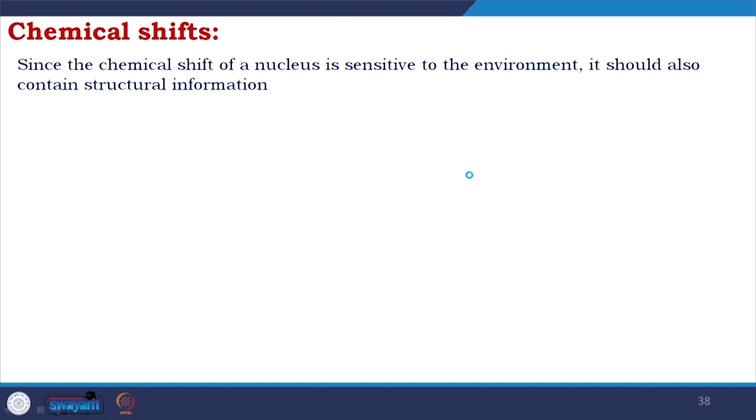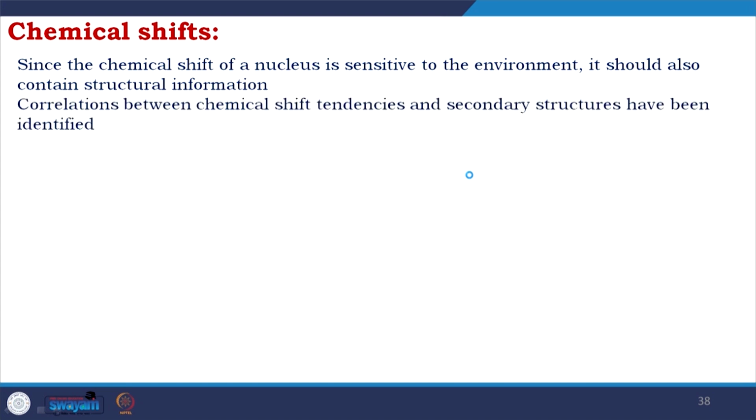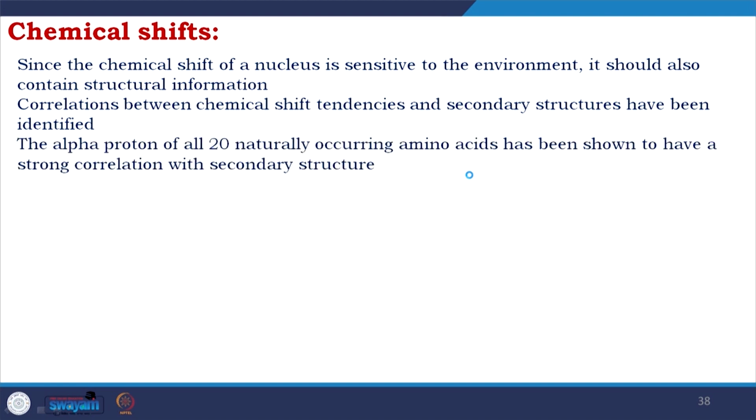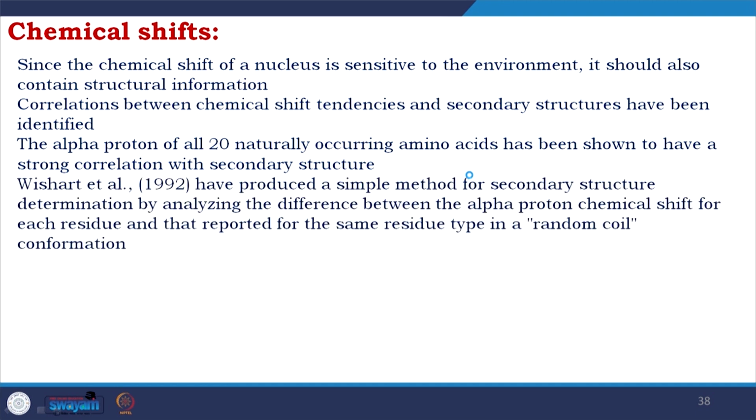Chemical shifts, as we have already discussed in detail, have a very important role. Since the chemical shift of a nucleus is sensitive to the environment, it should also contain structural information. Correlations between chemical shift tendencies and secondary structures have been identified. The alpha proton of all 20 naturally occurring amino acids has been shown to have a strong correlation with the secondary structure. Wishart et al. have produced a simple method for secondary structure determination by analyzing the difference between the alpha proton chemical shift for each residue and that reported for the same residue type in a random coil.